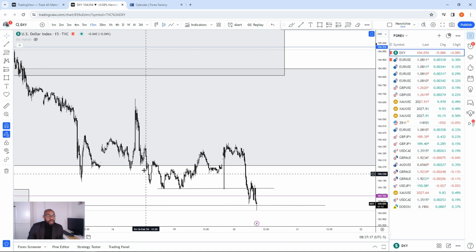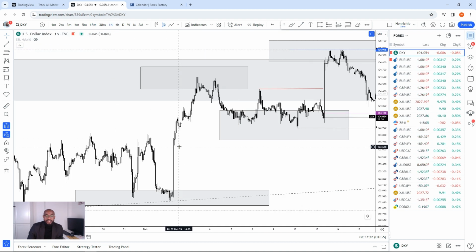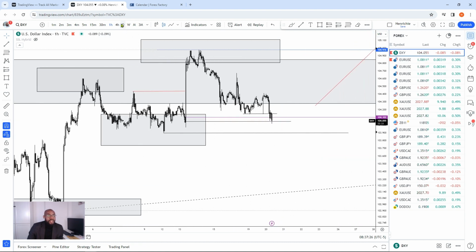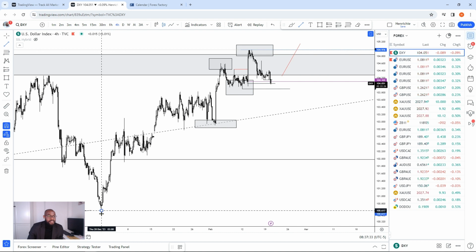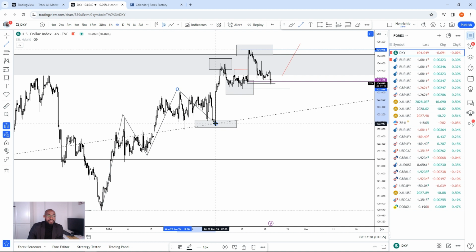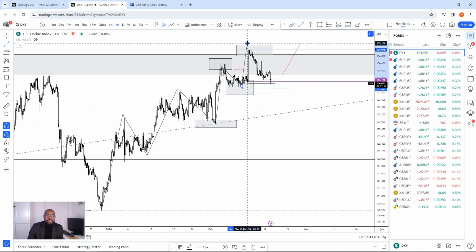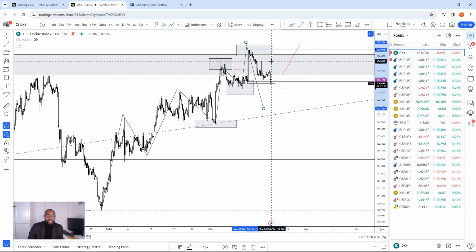So let's look at the dollar as well. For the dollar, you can see with the news, the dollar went to the downside. So for the dollar, we're still on this. As you can see, this is our low, high, low, high, low, high, low, and our high, right? So until we break this low, the structure still remains bullish on the dollar.